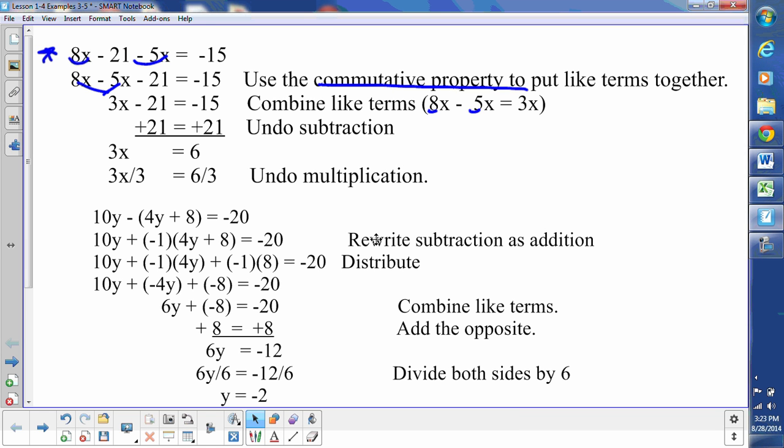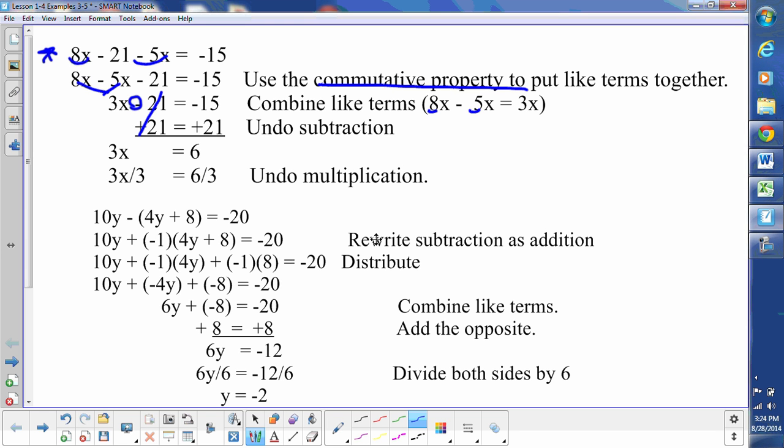Now I have a straightforward equation, a two-step equation. The operation that was done last is subtraction, so I will undo that by adding. I'm going to add 21 because that was the amount that was subtracted. I'm going to add it to each side. I put the equal sign in and brought it straight down. Negative 15 plus 21 is 6.